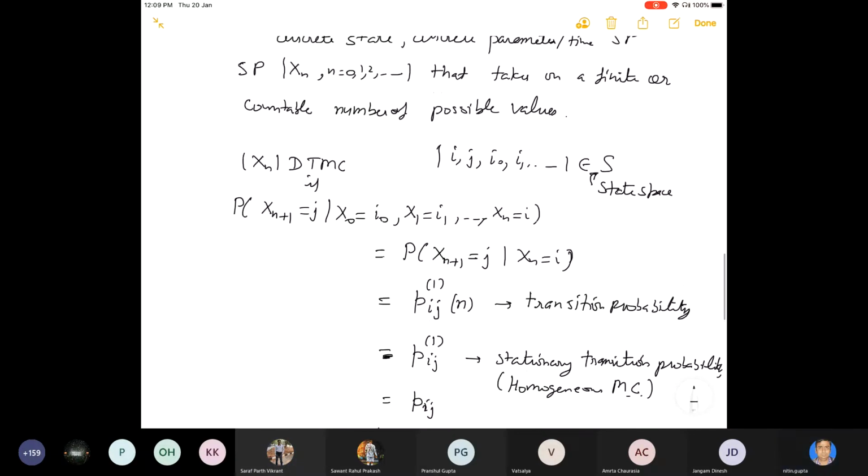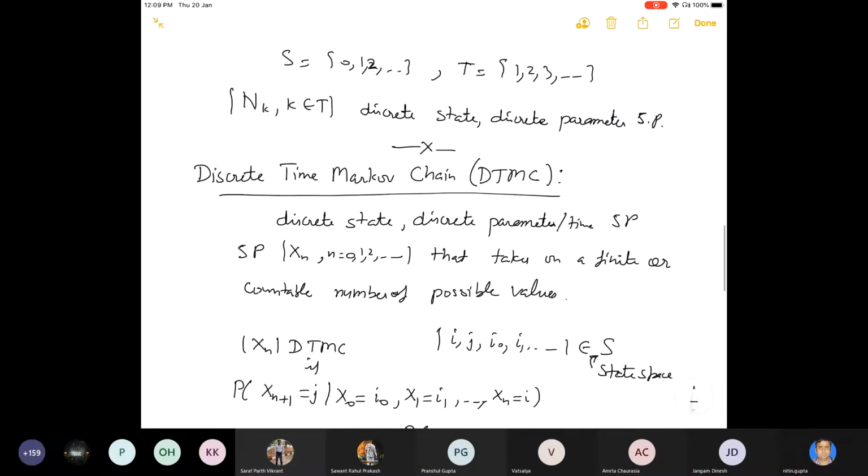Okay. So Xn is equal to i means that the process is in state i at time or step or transition n. So n is a step, i is the state.